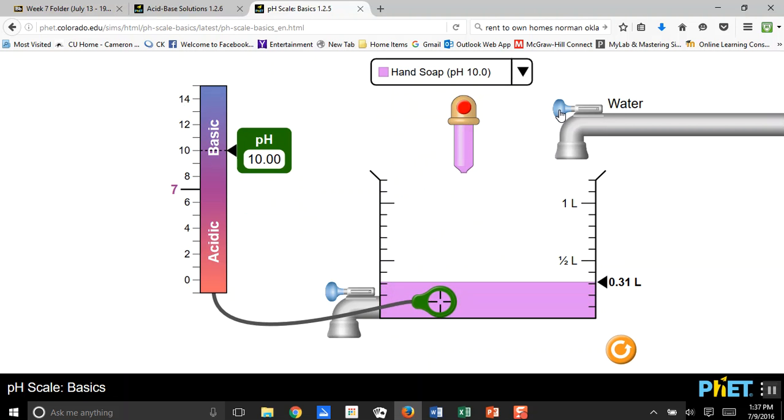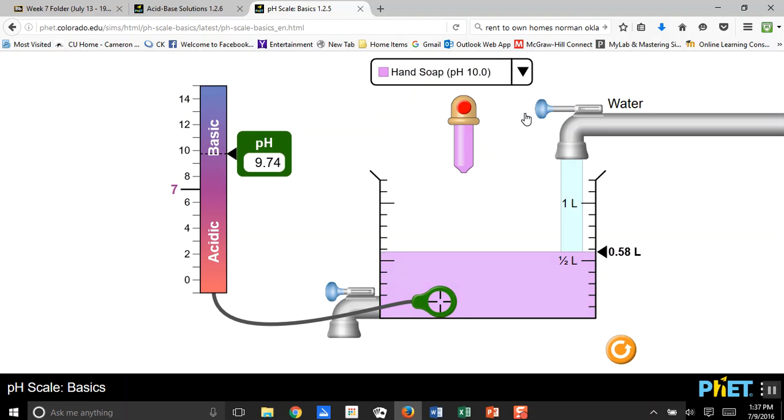What's going to happen now if I put water into here? Well, let's see what happens. My pH actually goes down. And you're going to say, well, wait a minute. That doesn't make any sense, because how can my hydrogen ion concentration be getting more when I go down like that?